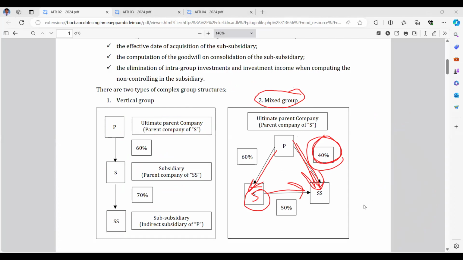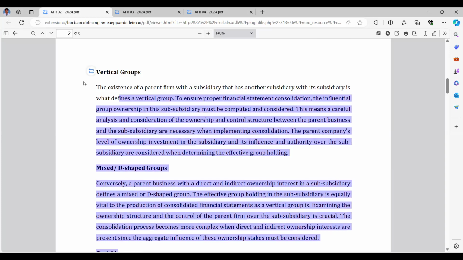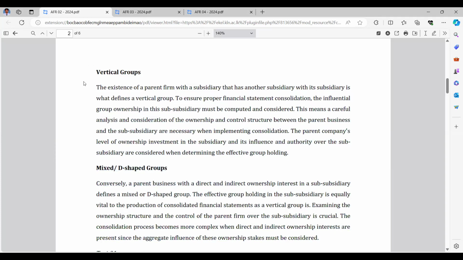With that understanding, the existence of a parent with a subsidiary that has a sub-subsidiary is what defines a vertical group. Simply put, in a vertical group the parent has a subsidiary, and that subsidiary has a sub-subsidiary. That is the simple meaning of the vertical group. To ensure proper financial statement consolidation, the effective group ownership in the sub-subsidiary must be computed and considered. This means a careful analysis of the ownership and control structure between the parent and the sub-subsidiary is necessary when implementing consolidation, right?